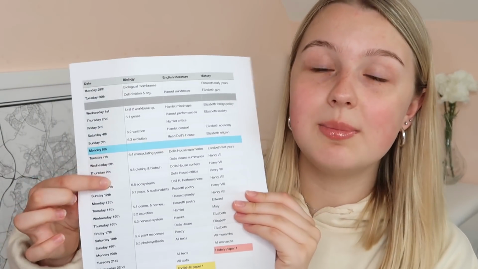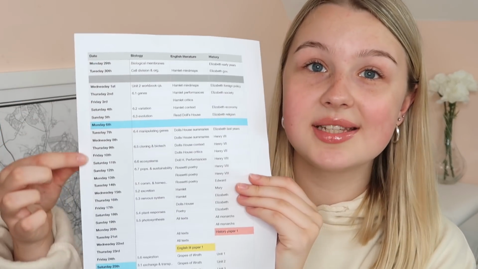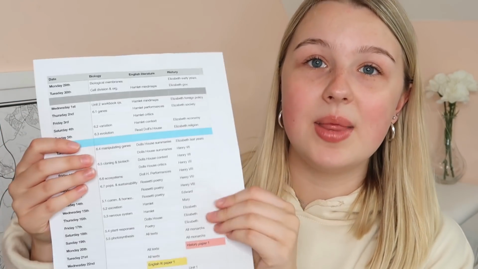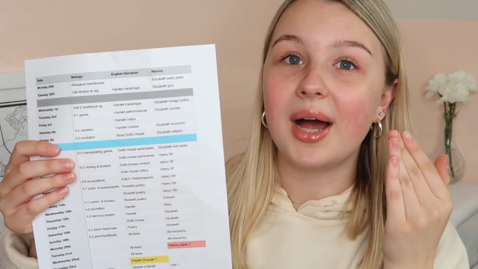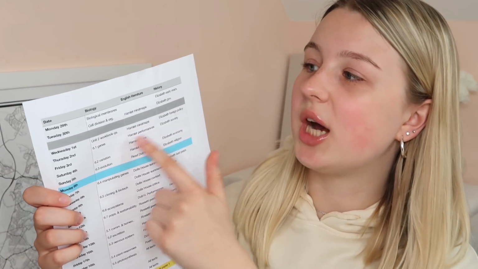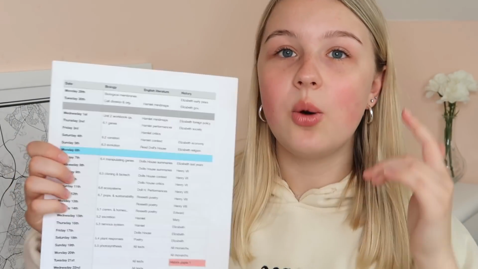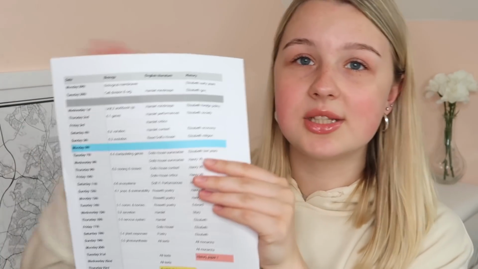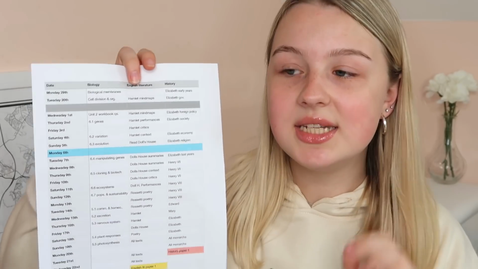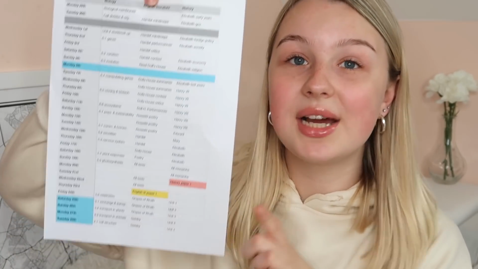And the way that I do them is I split it up into 4 columns. So this column here has all of the dates down the side, and then these 3 columns are my A-level subjects. So I have biology, English literature and history. So once I'd put the dates down the side and my subjects, the next thing that I then did was input when my exams actually are.